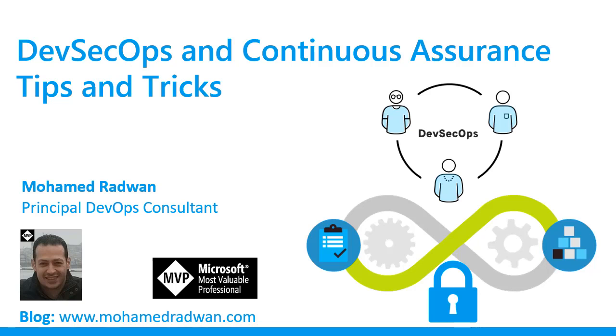Hello everyone, welcome to this video, DevSecOps and Continuous Assurance Tips and Tricks. You probably have heard about CI/CD, or Continuous Integration and Continuous Deployment, but did you know about Continuous Assurance? As we are moving fast with DevOps, we must not compromise security. DevSecOps, or Rugged DevOps, became very essential for DevOps.